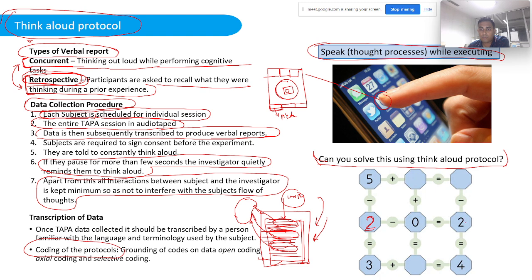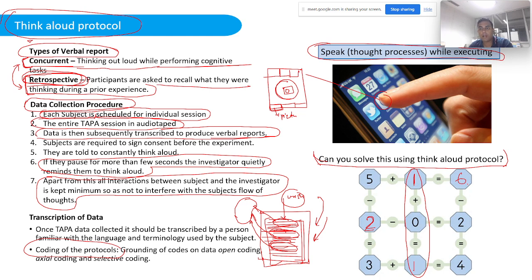Then 2 minus 0, 2, that is correct. Then 3 plus 1 is 4. Okay, now something minus 2 should be 4, so that means 6. And then 5 plus something should be 6, so that is 1. So 1 plus 0 should be 1. So this is done. Okay, so this is how we do think aloud protocol.